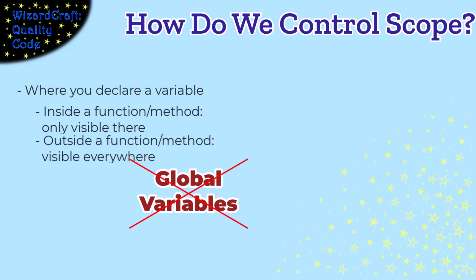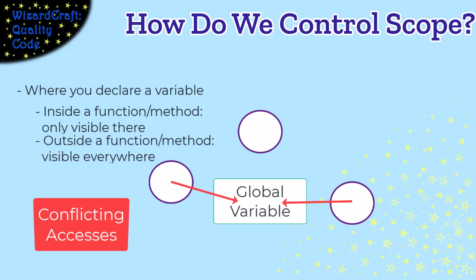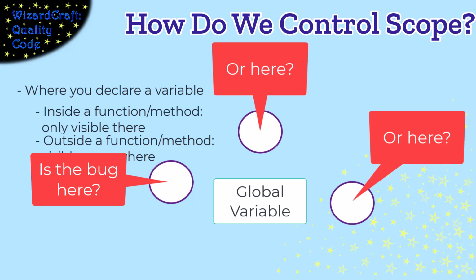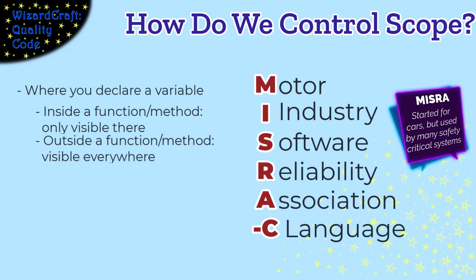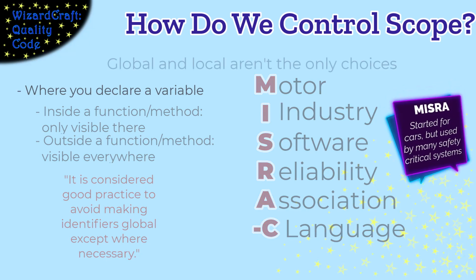If the whole system can play with a variable, it's really easy for two parts of the system to conflict in how or when they are using that variable. And that can result in bugs that are very hard to debug. You have to look at the whole system to figure things out. In fact, global variables are so risky, standards are opposed to them. For example, the MISRA C standard says it's considered good practice to avoid making identifiers global except where absolutely necessary, in the 2004 C only edition.